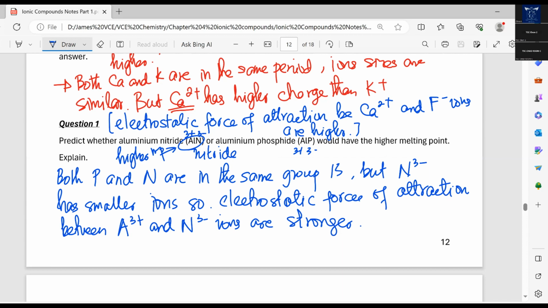You need to compare based on two factors. One is the size of the ion, the other one is the charge. Your answer must always refer to one of them. Sometimes it will vary both, sometimes it will vary only one and the other one is the same. Here in this case, charge is the same, but size is different. Okay.